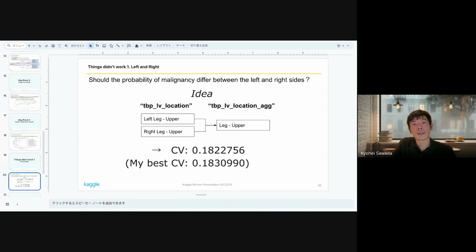However, when I tested this idea, the CV score actually got worse, and throughout this competition I relied on my CV result. So I decided not to proceed with this idea, even though I initially had some doubt about keeping this left-right distinction.